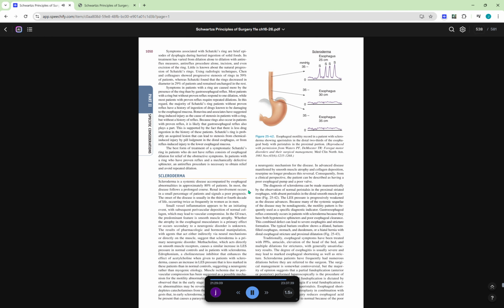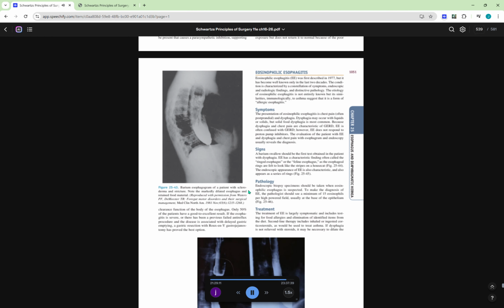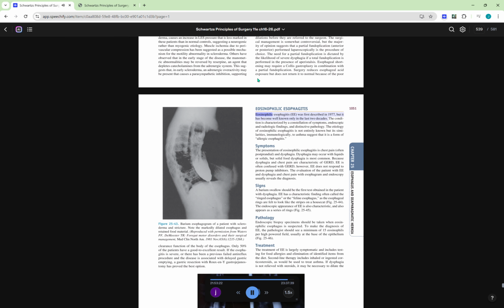The Toupet posterior partial fundoplication consists of a 270-degree gastric fundoplication around the distal esophagus.